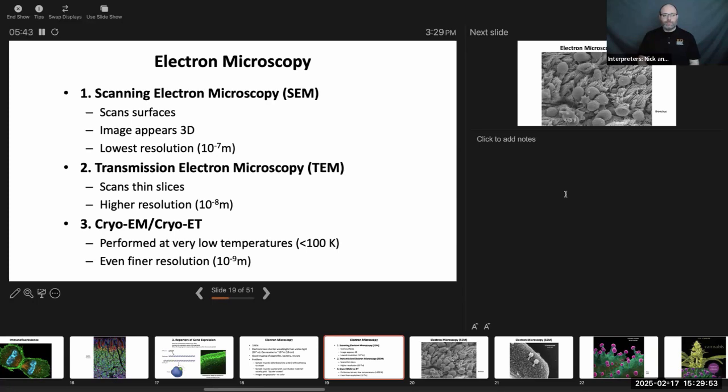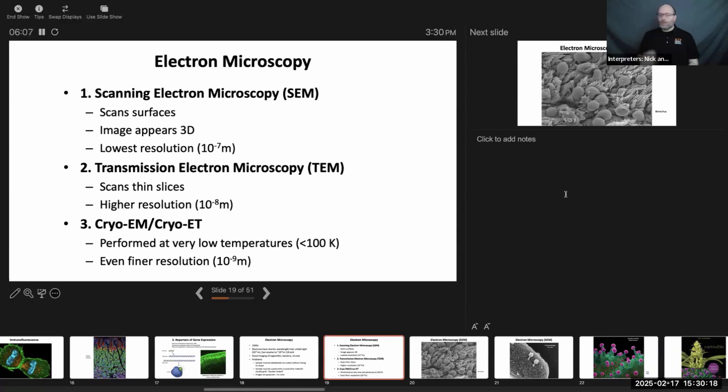And then the final type of electron microscopy, which is a much more recent development, just literally within the past couple of decades, is what's called cryo-EM or cryo-ET. Cryo-EM is simply cryo-electron microscopy. Cryo-ET is short for cryo-electron tomography, which is a three-dimensional form of electron microscopy.